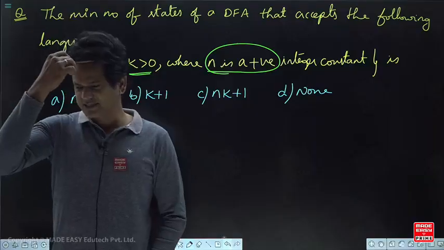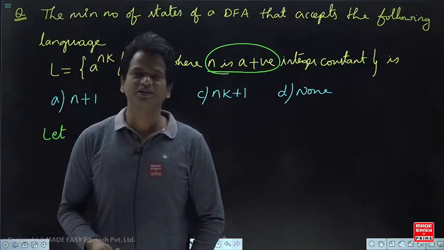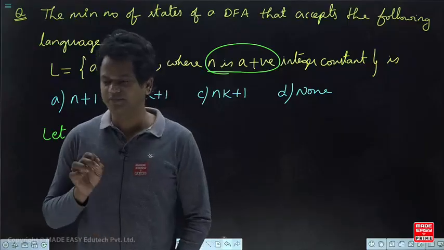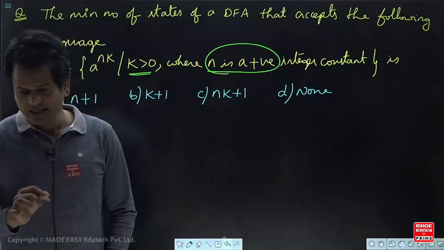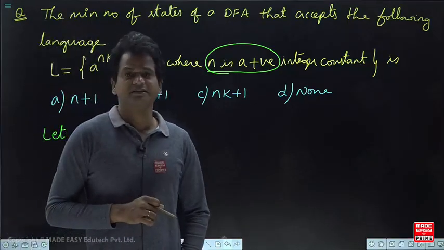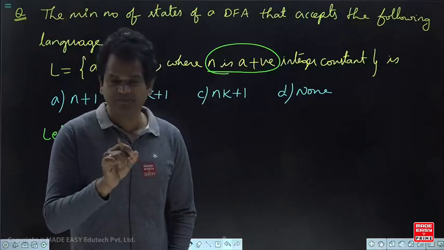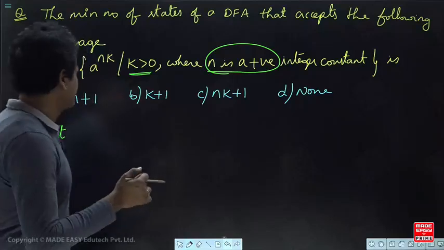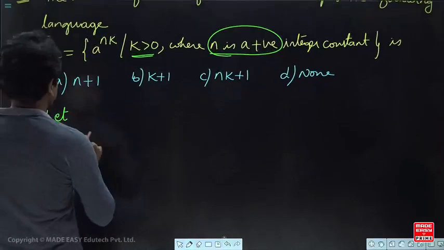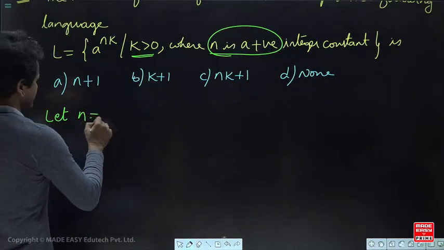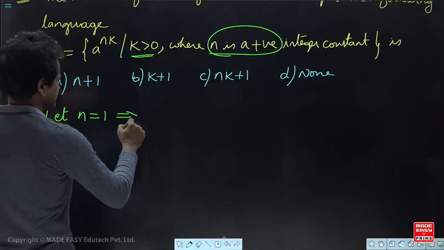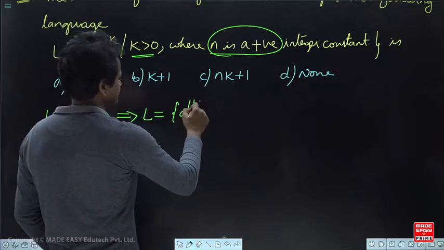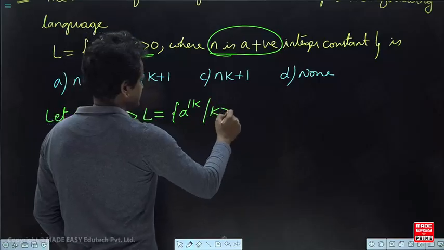Sir, you are saying n is a constant and n can be 1, 2, 3. How is it possible, sir? If n is 1, 2, 3, 4, it is also variable, na? But guys, in a particular language, whatever language you take, in that language n is constant. Suppose that n is 1. Are you following? N is 1 implies L equal to a power 1 into k, k greater than 0.